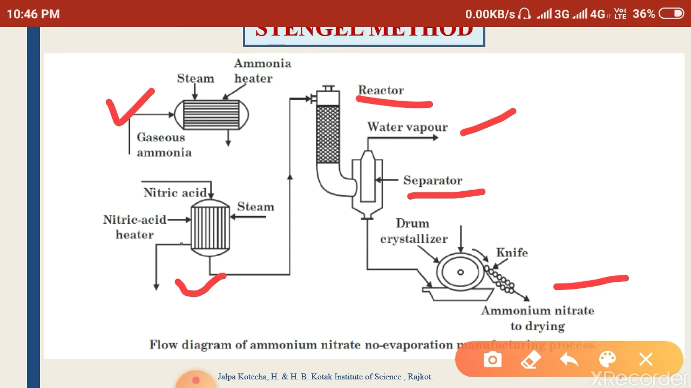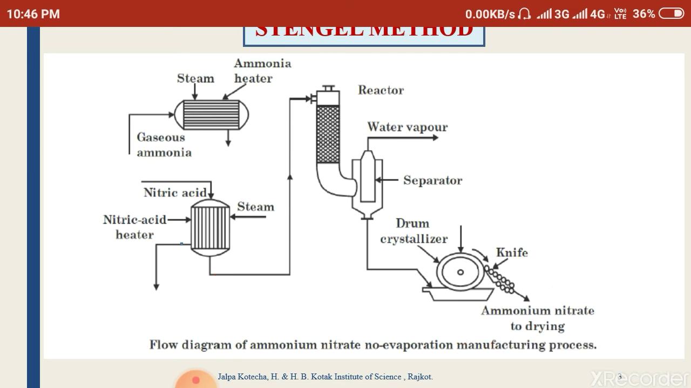So this is the Stengel method for manufacturing ammonium nitrate fertilizer.